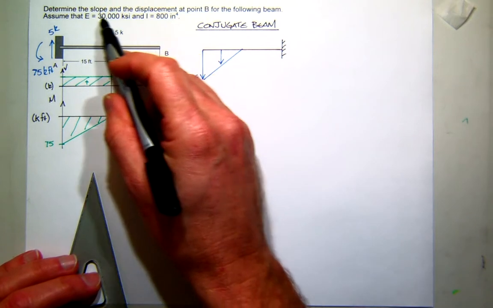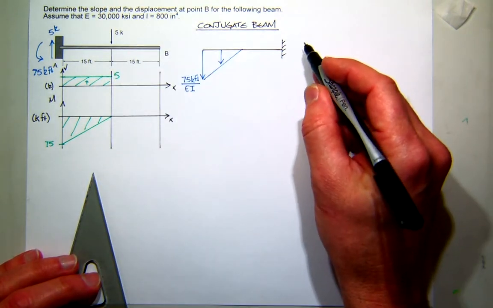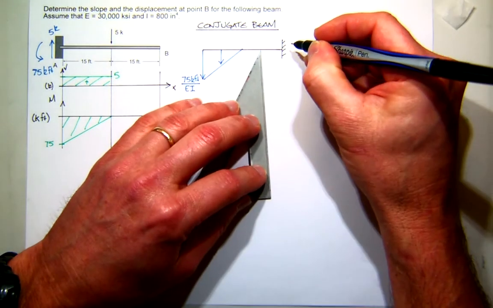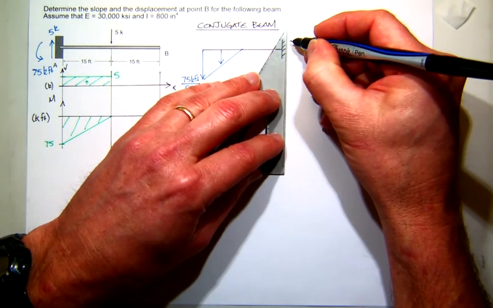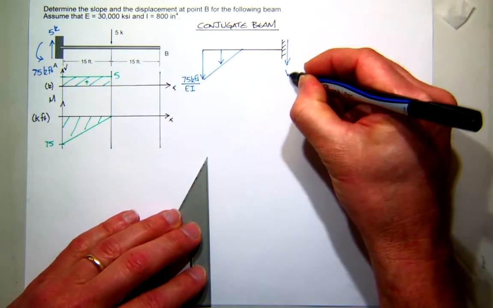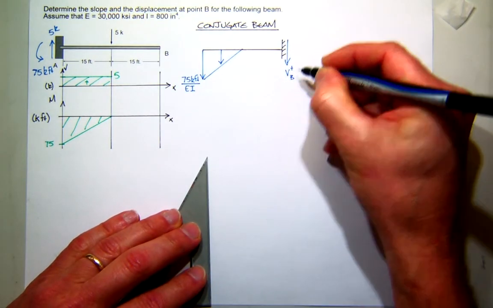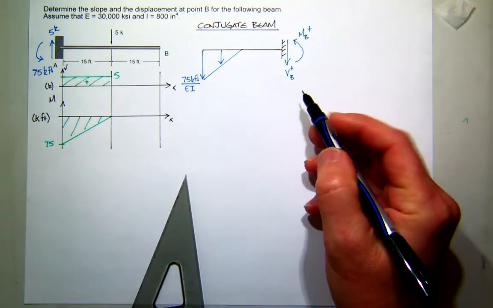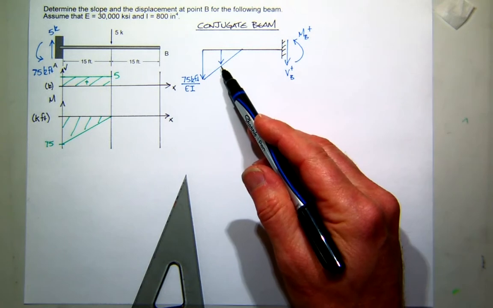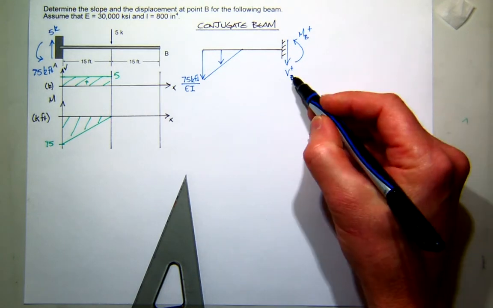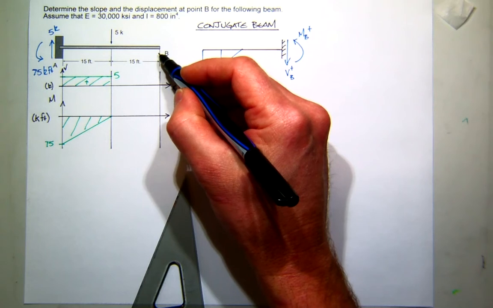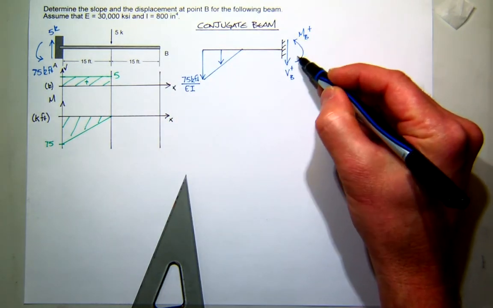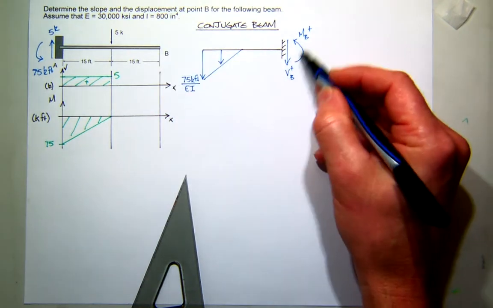And it's asked you to find the slope and displacement at B. Now remember, positive shear on this side is down. And positive moment is in this direction. So all I have to find are these 2 values for this load. And I know that the shear in the conjugate beam is going to be the slope in the real beam. And the moment in the conjugate beam is going to be the displacement. So I just need to find those reactions and I'm done.